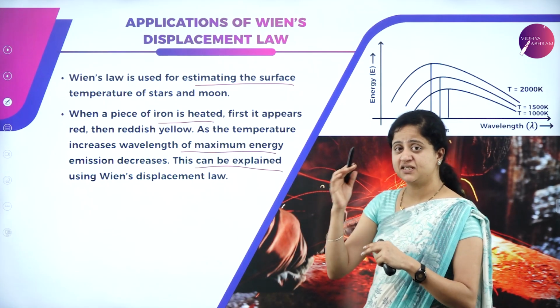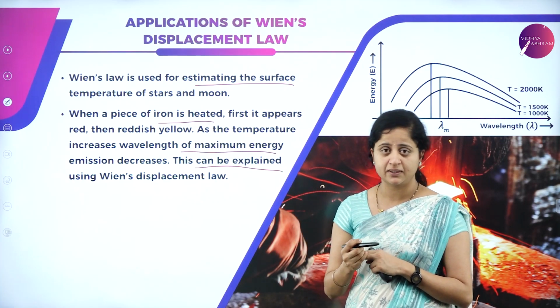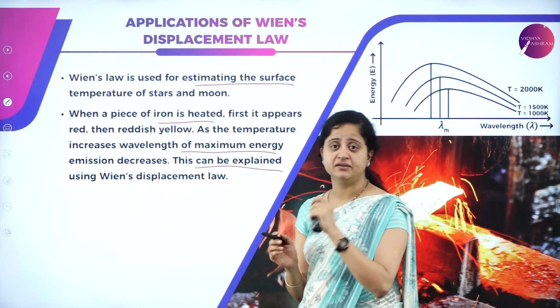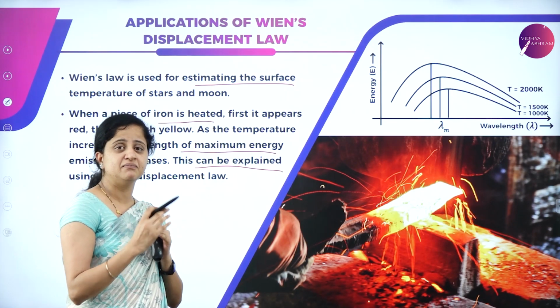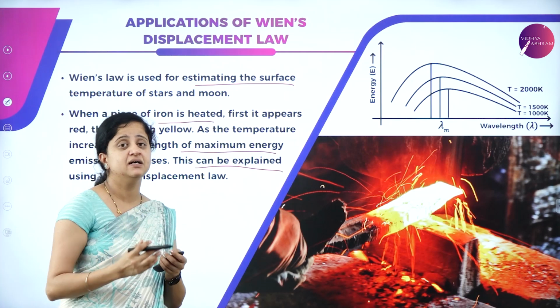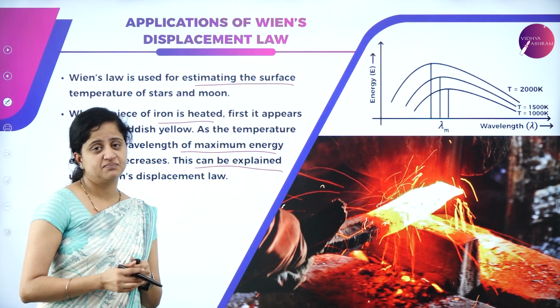As the temperature increases, because we know that the wavelength is inversely proportional to absolute temperature, the best example to understand this is iron. When it gets heated, it will first be red, and after that it will become reddish yellow, which means the wavelength decreases as the temperature increases, which can be explained using Wien's displacement law.